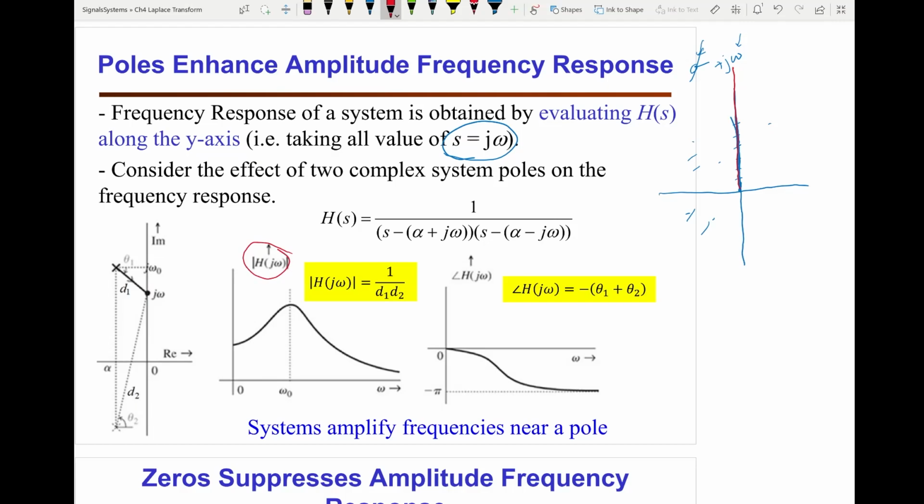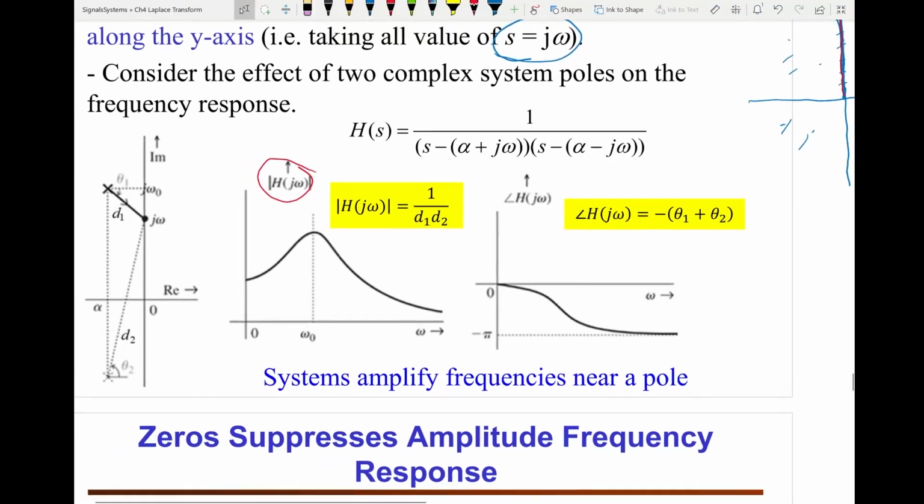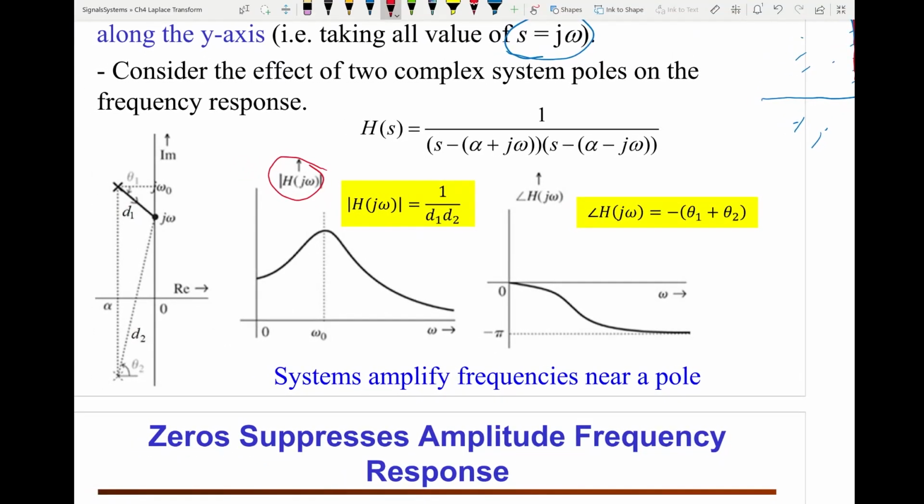Our first example, we have a simple second order system. It has two poles, and these are the two poles, here and here. And I want to know how the system responds to different frequencies along this axis. Let's start with the magnitude. So let's start with the DC input. That means the frequency is 0 here. How is the system going to respond?